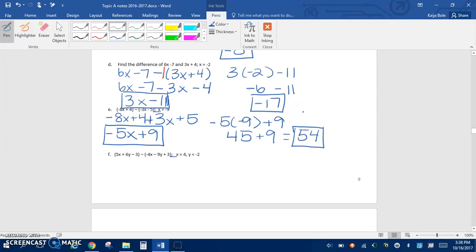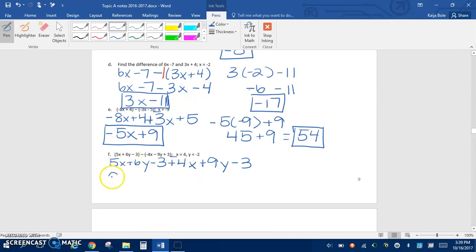And then part F here, same thing. We have to distribute this negative 1 here that's kind of in front. So we have 5x plus 6y minus 3, but then a minus a negative 4 gives us a positive 4x. This becomes a positive 9y, and this becomes a minus 3 then. So now we combine like terms.